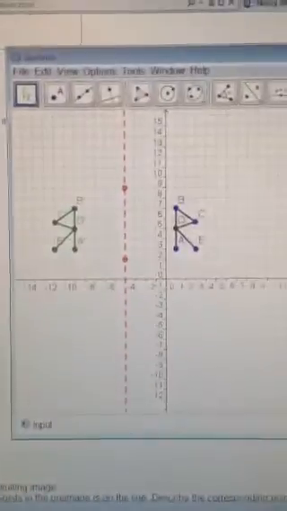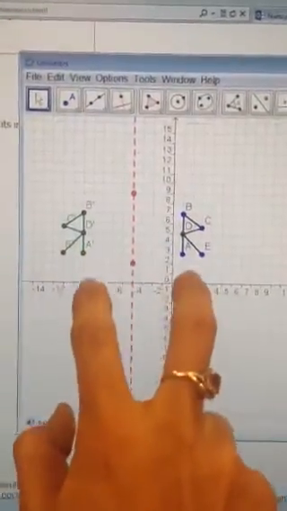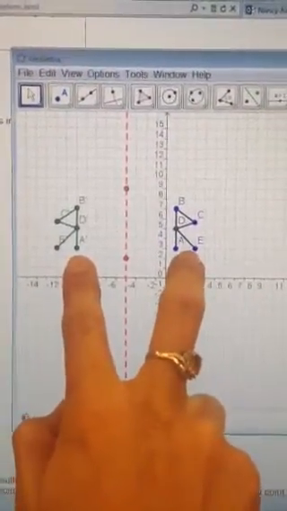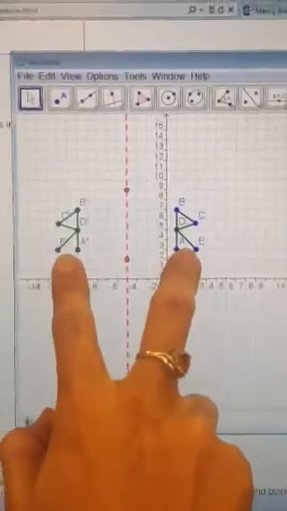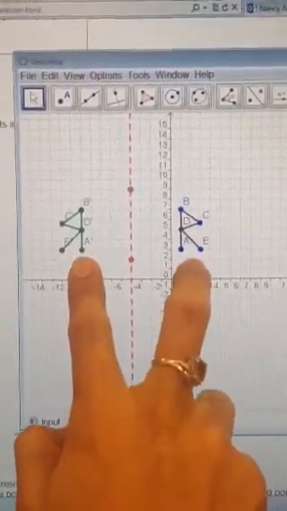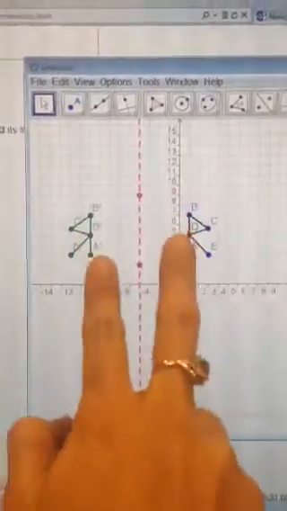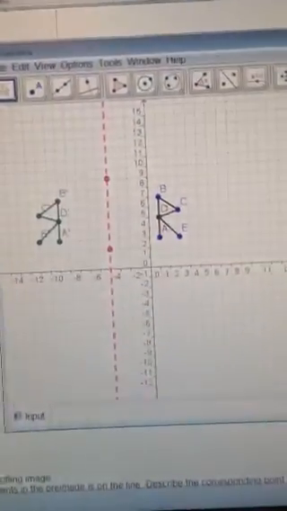Notice also, one last note on that, is that the shapes didn't change size. They didn't change shape. The before image and the after image are exactly the same. They're just opposite each other from that line of reflection.